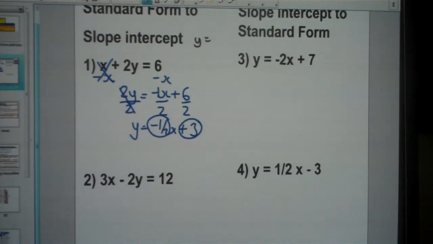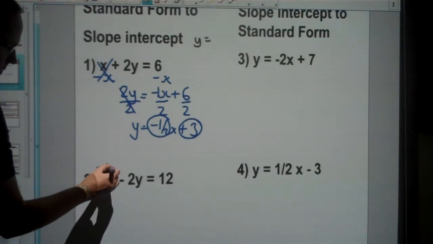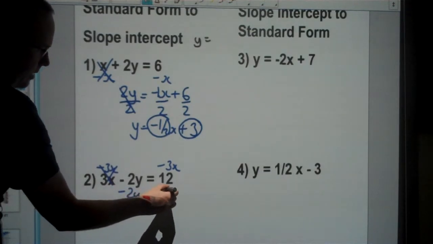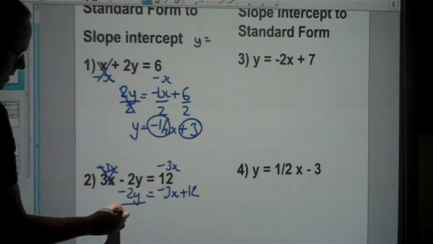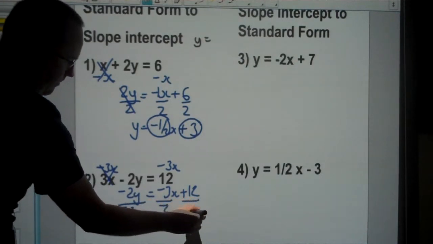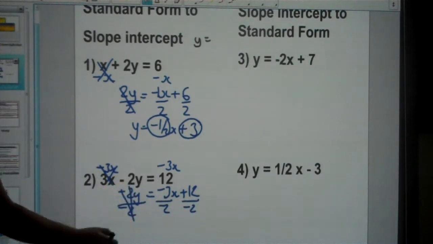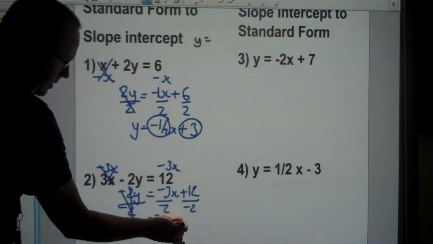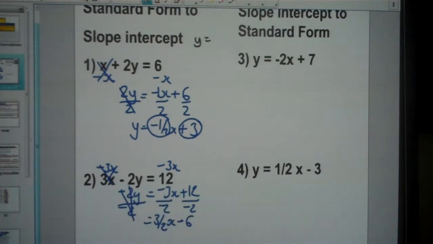There is a second one as well, 3x minus 2y equals 12. So the first thing I've got to bring all my x's to one side, so I've got to take away 3x on both sides. So this cancels, and then I get negative 2y equals negative 3x plus 12, and then divide everything by negative 2. And the two negatives will cancel and the 2's will cancel. Two negatives when I divide is going to give me a positive, and 12 over negative 2 is negative 6. So if I was to graph that one, it starts at negative 6 and has a slope of 3 over 2, so rise 3 and then run 2.